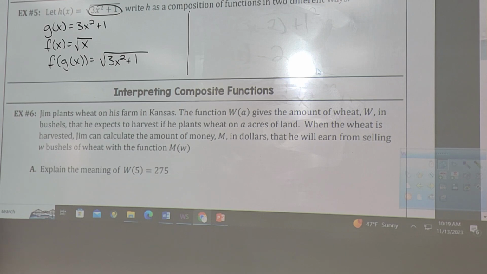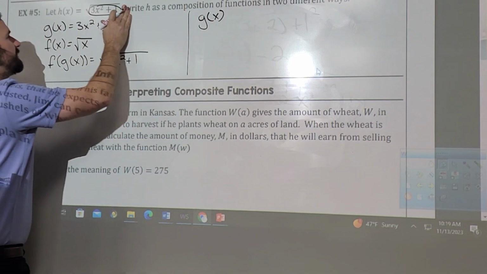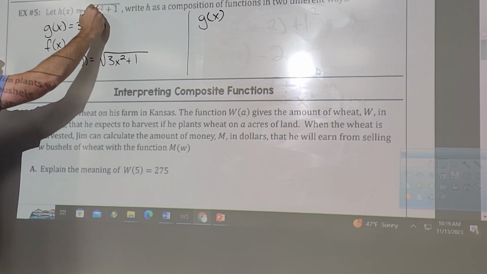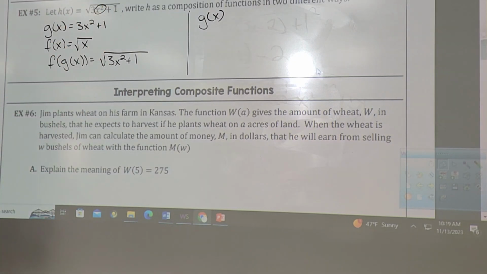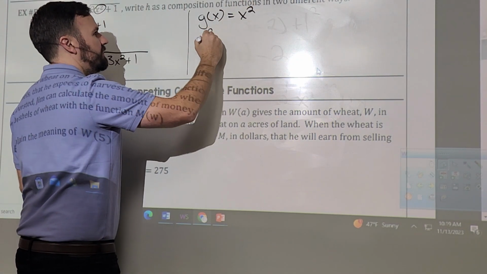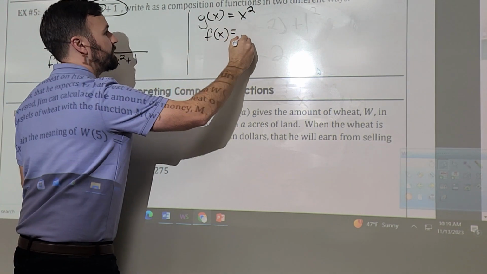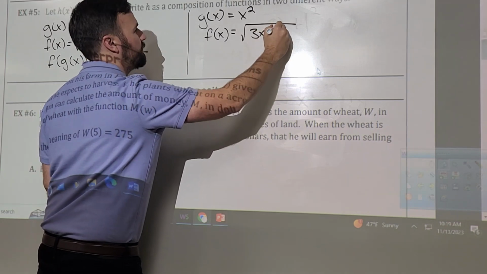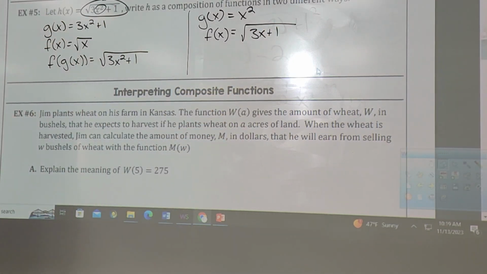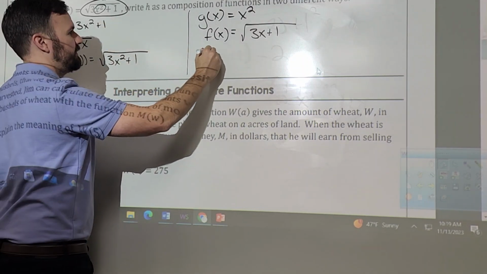Is there another way that we could have done this one? Let's think about it a little bit differently. What if I made my inside function x squared? Could I do that? So if I make g of x equal x squared, then what's my outside function on this one? Square root of 3x plus 1, right? I could have actually made a composition of 3 functions, like I could have gone inside, outside. Because now if I plug in x squared for x, does it equal this? Yeah.